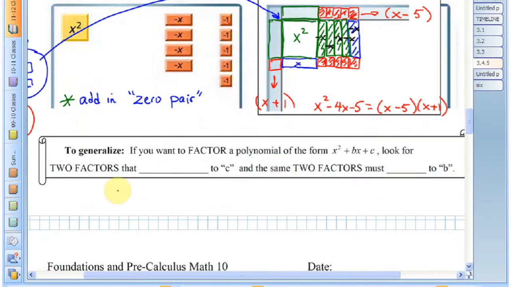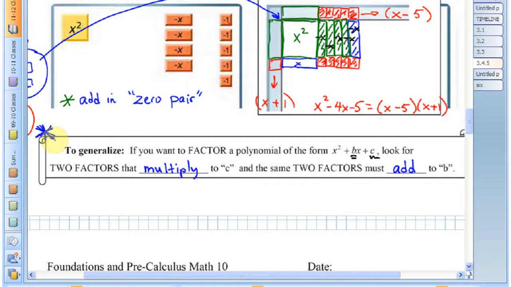Congratulations. So, to generalize this, dear friends, you see that number? I call it B, the number in front of the X. And the number by itself, I call it C. So, to factor a polynomial, here's your little trick that you just discovered. You want to look for two factors that multiply to C, that last number. Please write this in. Multiply to C. And those same two factors must add to B. Ladies and gentlemen, this is the beginning of the idea of factoring. If you understand this, you are well on your way. Once again, two numbers that multiply to C and add to B.